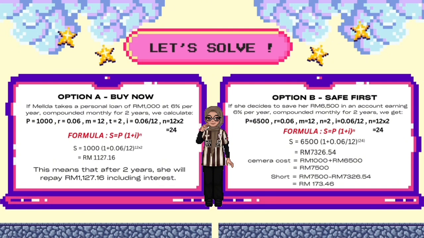So next for option B, the principal P is 6500 ringgit. The annual interest rate R is 0.06, the compounding periods per year M is 12 and the time T is 2 years. So S equals 6500 ringgit bracket 1 plus 0.06 divided by 12 bracket to the power of 24. After calculating this, the total amount comes out to 7326 ringgit and 54 cents. Now, if the camera costs 1000 ringgit plus 6500 ringgit, the total cost is 7500 ringgit. So the shortfall, or the difference between the cost and her savings, is 7500 ringgit minus 7326 ringgit and 54 cents. And finally, the final answer is 173 ringgit and 46 cents.